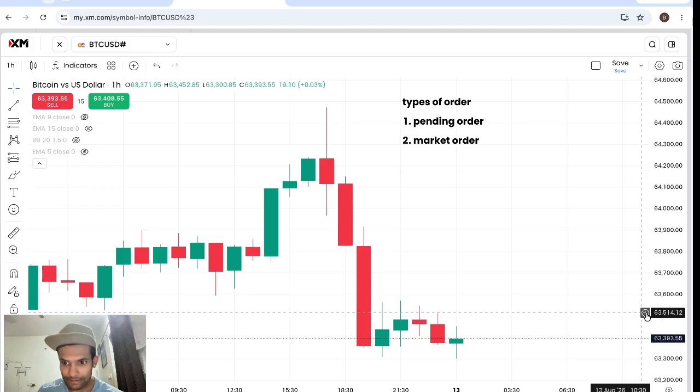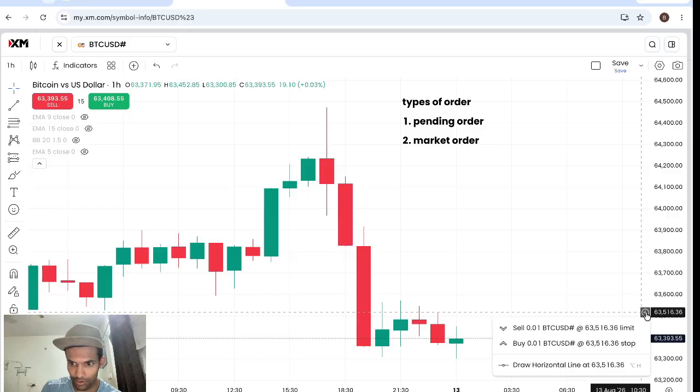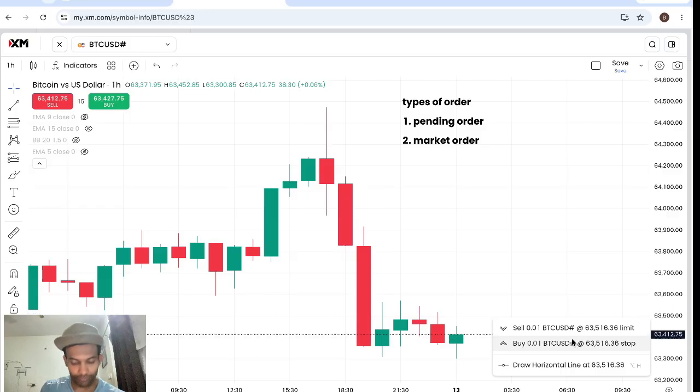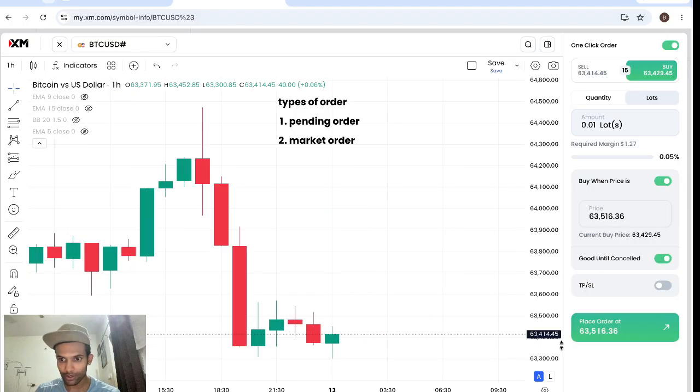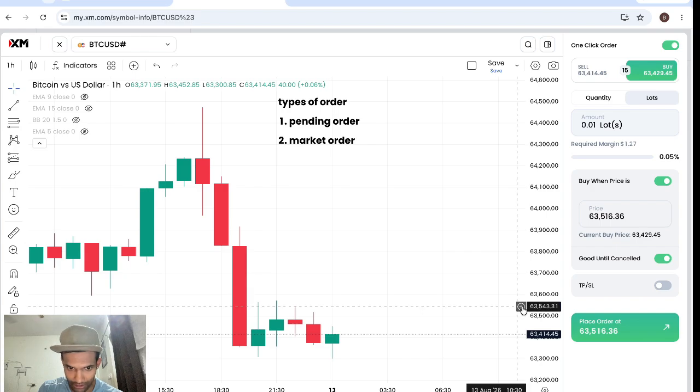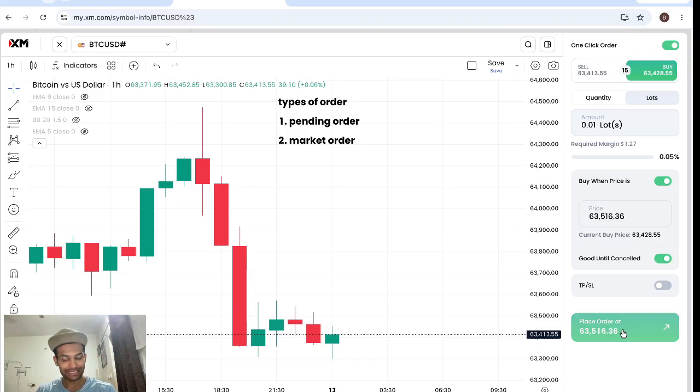If you closely observe, there is a plus symbol here. Imagine 63,516, fine. Click on that plus symbol. Now, what do you want to do? I want to buy above the previous candle high, so click on buy. The previous candle high is 63,516, and the same number has been selected here.